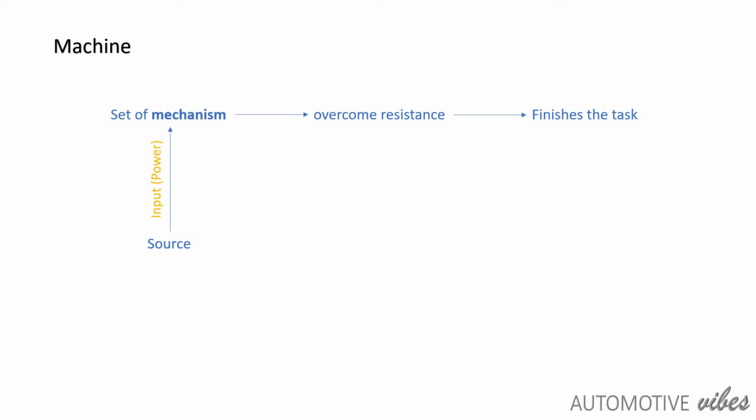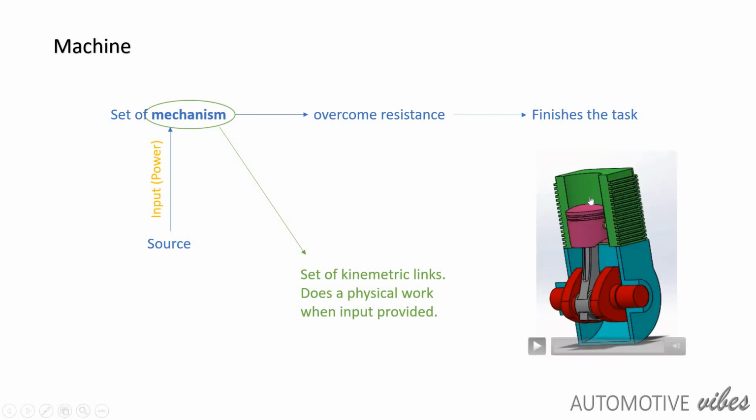Right. Now here we have a word, mechanism. How to define mechanism? A mechanism is nothing but a set of different elements which we call kinematic links, which are capable of doing some physical work. Physical work in the sense of transmitting the power. Right. Let's take some example. We have a reciprocating engine. Here, the ignition or chemical combustion of fuel is the source of power. Then it is transmitted through the piston to the connecting rod, fulfilling the task, that is rotation of the crankshaft.